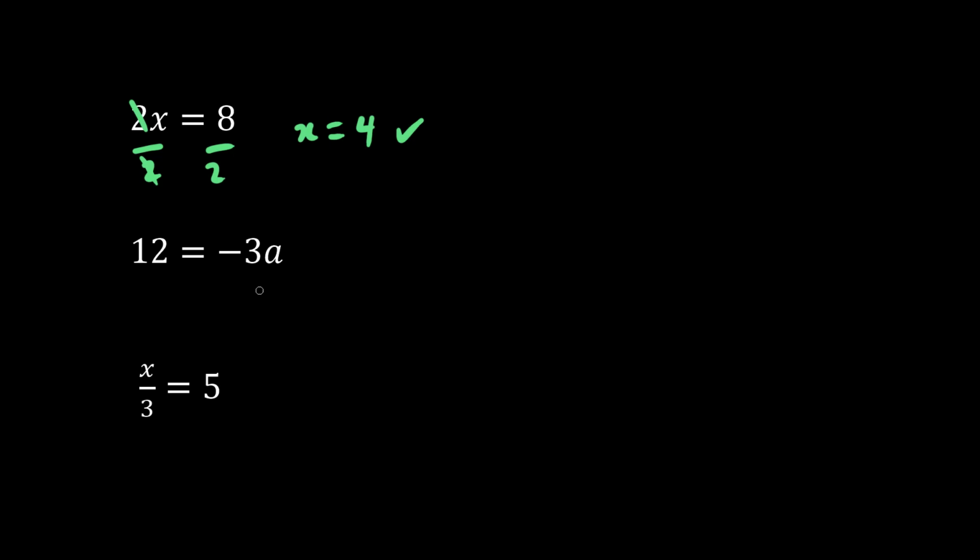Now let's divide both sides by the coefficient of the variable a, which is negative 3. We're allowed to divide both sides by the same number. These negative 3's cancel out, so we have a equals 12 divided by negative 3, which is negative 4. This is the same thing as saying that a equals negative 4.